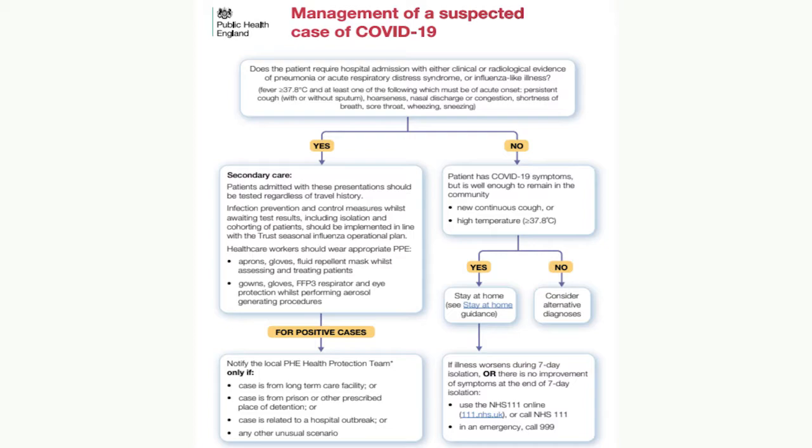These are patients who are on different tracks. If a patient has got COVID-19 symptoms but is well enough to remain in the community, and they may still have high temperature and new continuous cough, then the guidance is to stay at home for 7 days. If there is no improvement of symptoms at the end of day 7 of isolation, then go on the NHS 111 website, in preference to ringing NHS 111. You could do either of the two things. I've looked at the NHS 111 website. It's very informative and can give you some quick tips as to what to do, and also some tips around staying at home.